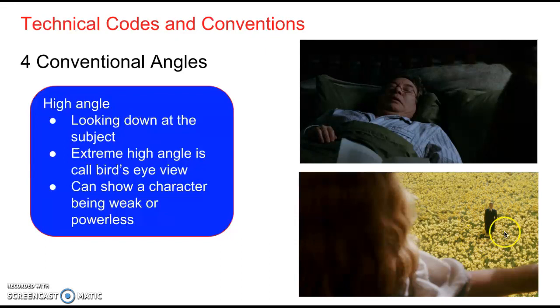Is she going to come down? Is she going to join him down here? It's all up to her. He's very powerless. Also, look how small he is in comparison to her.